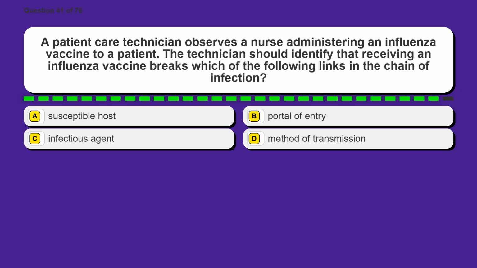Question 41. A patient care technician observes a nurse administering an influenza vaccine to a patient. The technician should identify that receiving an influenza vaccine breaks which of the following links in the chain of infection? Option A, susceptible host. Option B, portal of entry. Option C, infectious agent. Option D, method of transmission.